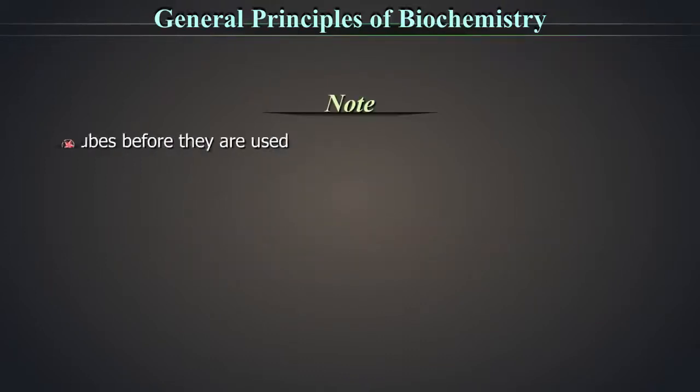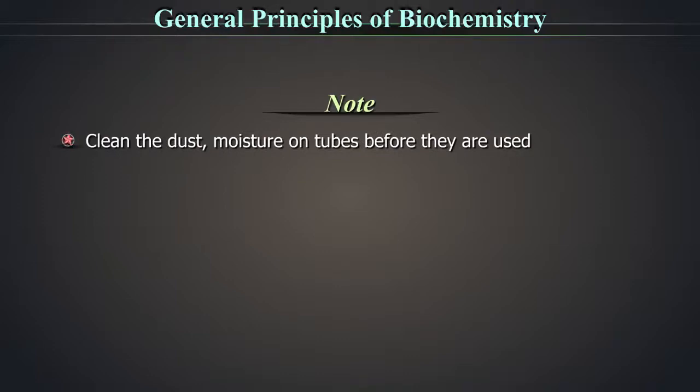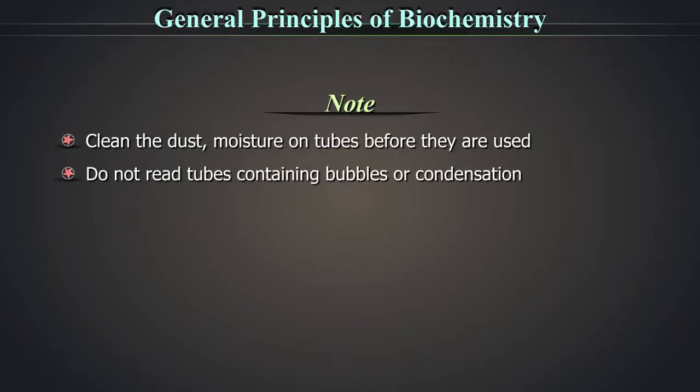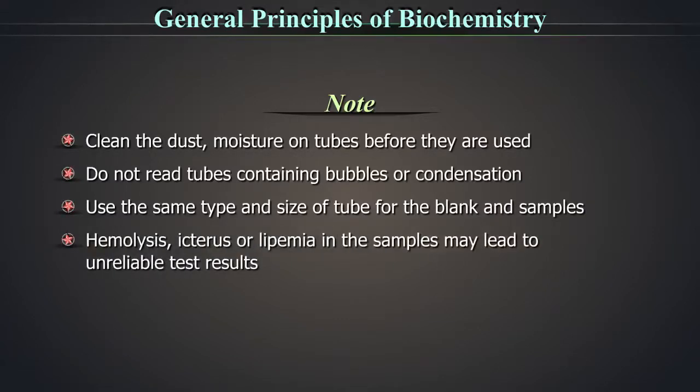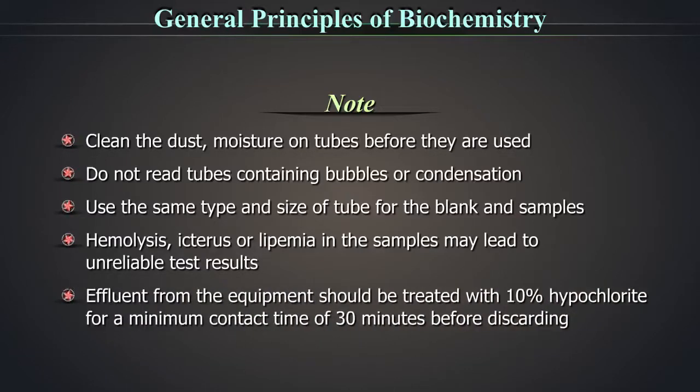Note: clean the dust, moisture on tubes before they are used. Do not read tubes containing bubbles or condensation. Use the same type and size of tube for the blank and samples. Hemolysis, icterus, or lipemia in the samples may lead to unreliable test results. Effluent from the equipment should be treated with 10% hypochlorite for a minimum contact time of 30 minutes before discarding.